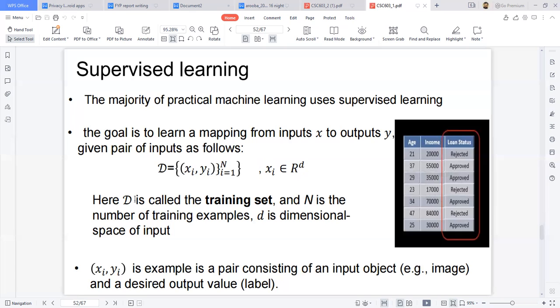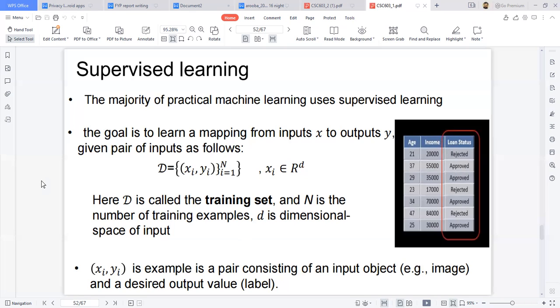Here D is called the training set. So D is the training set, this whole thing is the training set. And N is the number of training examples. These are training examples, 7. D is the dimensional space of input, like how many dimensions in the input. So this is 2 inputs. Xi, yi is an example, a pair consisting of an input object, maybe an image, and a desired output value, the label. So the input can be some values, maybe some image, anything. And the output can be the label, like rejected, approved, or maybe cat or whatever.